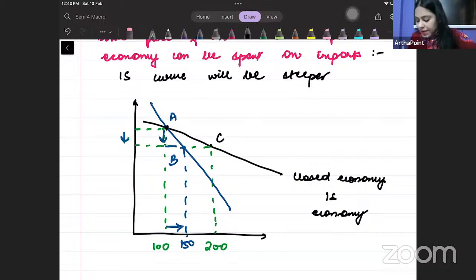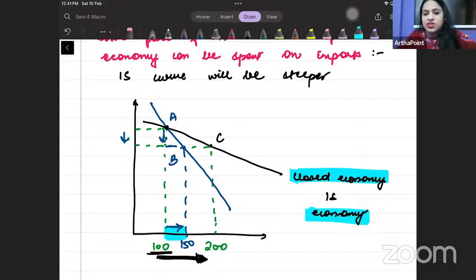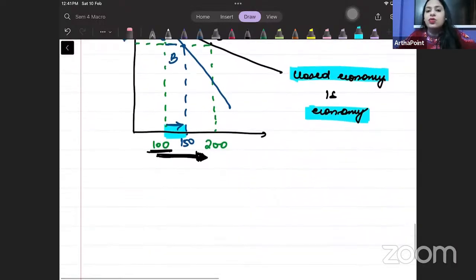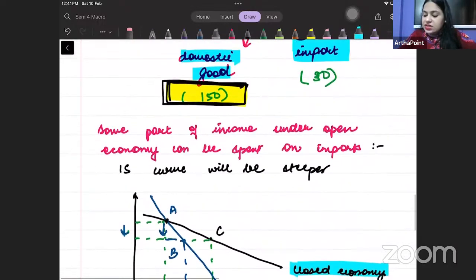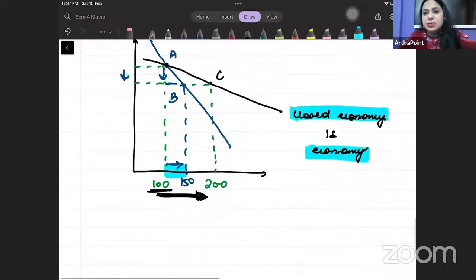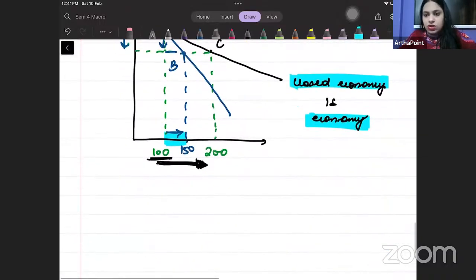Am I clear? पहले मैं सारे domestic goods पे ही खर्च कर रही थी. So all 200, yeah, I was going from 100 to 200. Everything was being spent on the domestic goods under closed economy. But now I am only increasing to 150. So I am only spending some amount on the domestic goods and बाकी मैं foreign goods पे खर्च कर रही हूँ, right? So we can go ahead and say that the IS curve will now become steeper. IS curve अब steeper हो जाएगा, right?